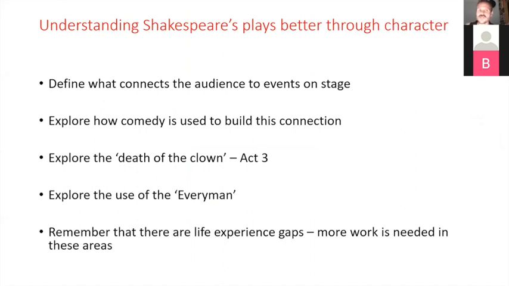Well, I think we need to define what connects the audience to events on stage. It's not enough to do tension graphs. It's not enough to just colour in a little chart and things like that. I think we have to state what is the connection, and we have to talk about the connection, and we can't have nebulous words like, oh, it creates a creepy atmosphere, a doom filled atmosphere. I think we have to say, what is the connection? I identify with this character.